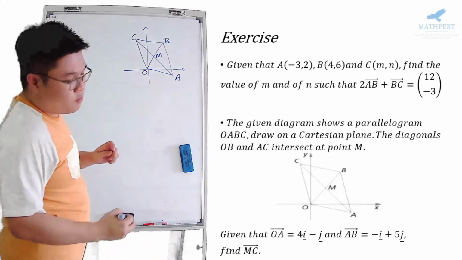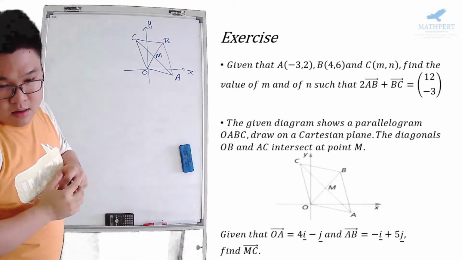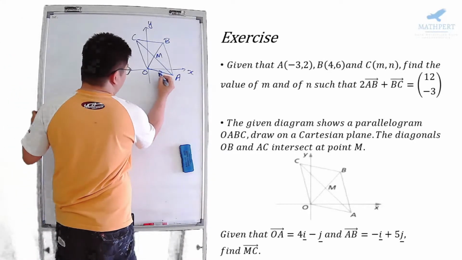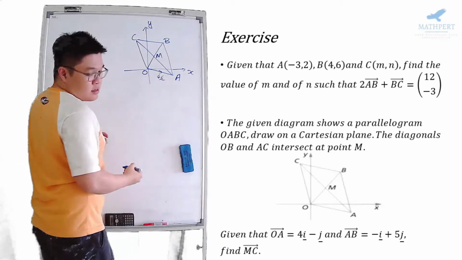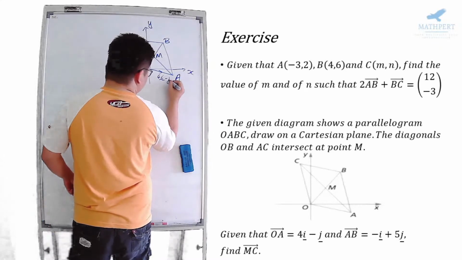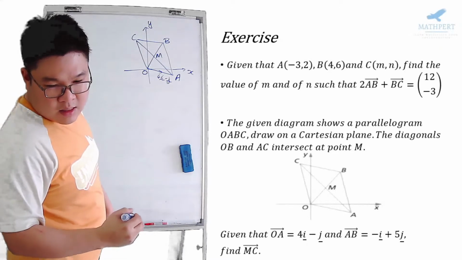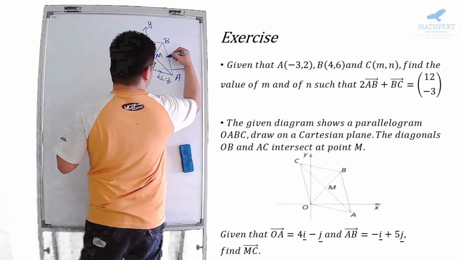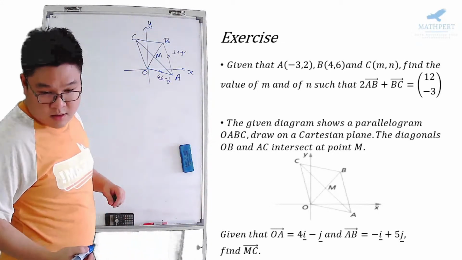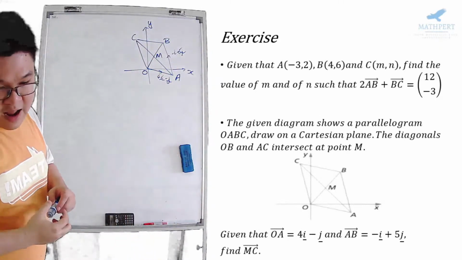What else? Okay, y, x. Okay, given that OA is 4i minus j, and AB is minus i plus 5j. Find MC.